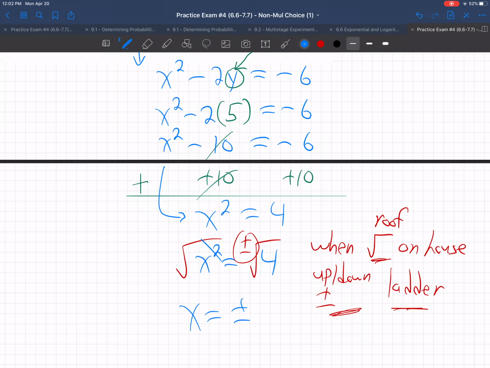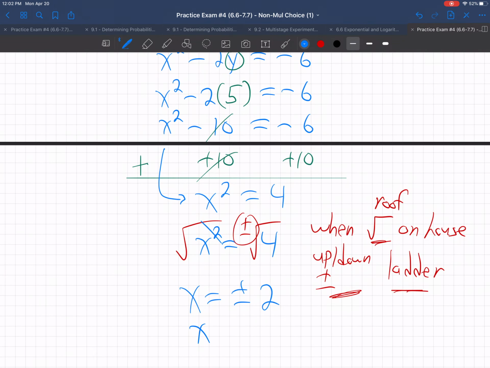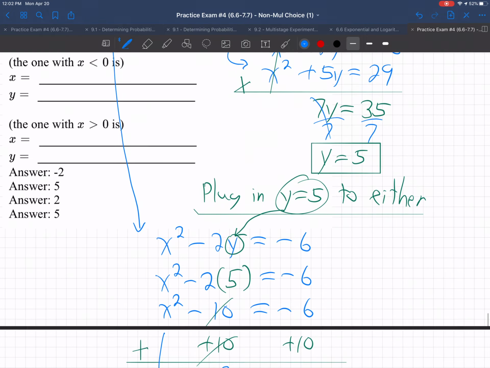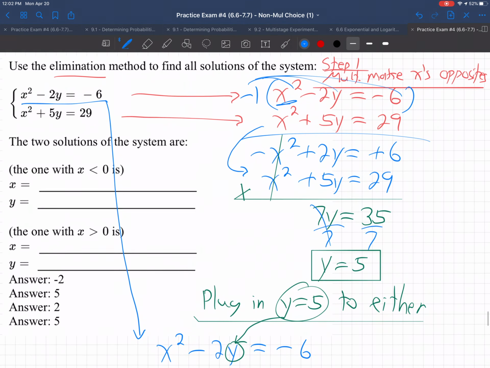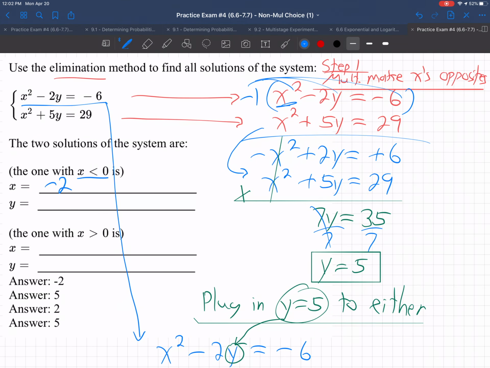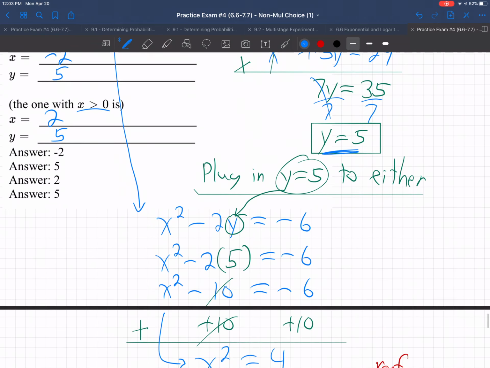So x is plus minus square root of 4, 2. So we got two answers for x. That's saying x is 2 or negative 2. So those are the two answers for x. Let's go back up and we put those in. Now they want the x less than 0 here, so that's the negative 2, and the x greater than 0 here, that's the plus 2. And the y equals 5 is the same in both cases. So there's our answers. That's how we do it.